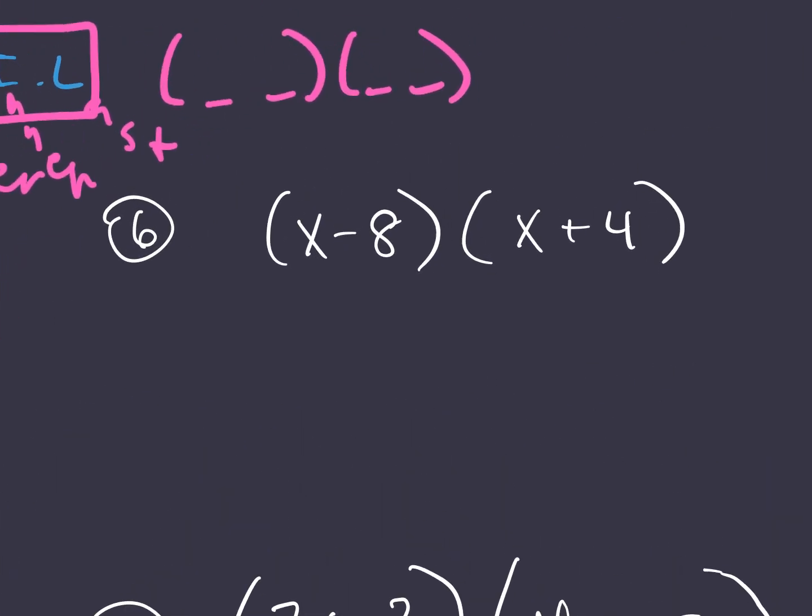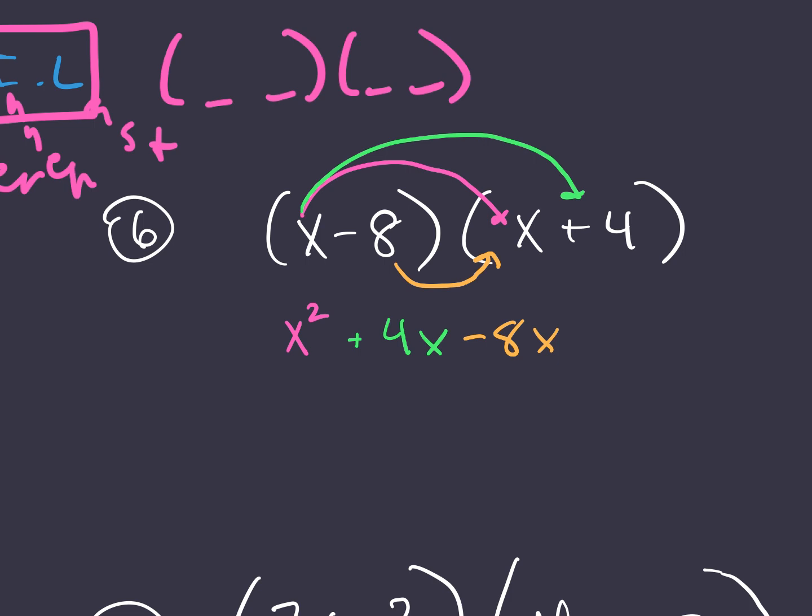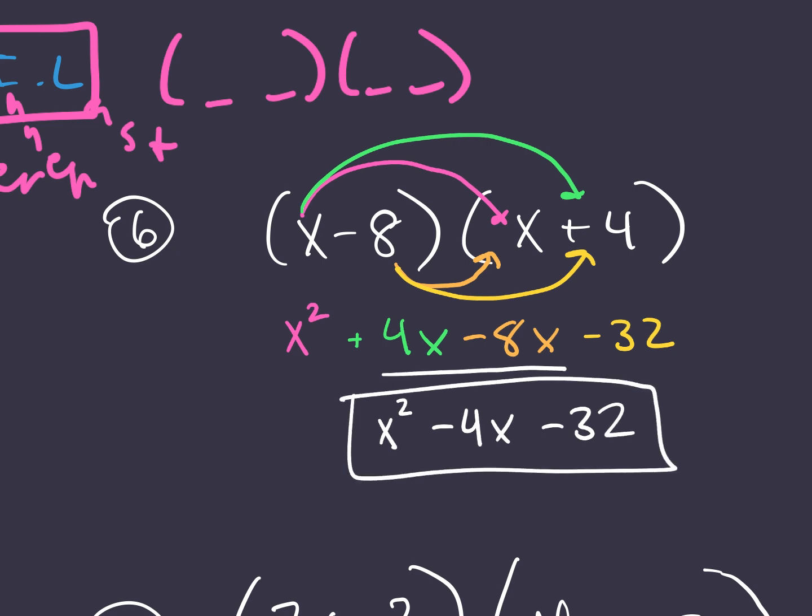So again, a binomial times a binomial, we have to FOIL. Start by multiplying the first terms. So x times x would be x squared. Then the outer plus 4x. Then the inner would be -8x. And then the last one's -8 times 4 would be -32. Then we have to combine our like terms. So 4x and -8x would be -4x. And the rest of it just stays the same. So x squared minus 4x minus 32. That would be our answer.